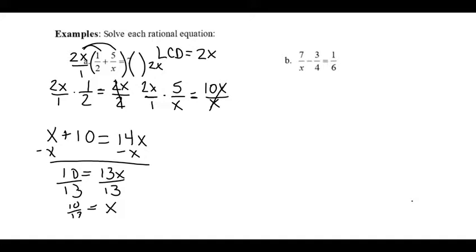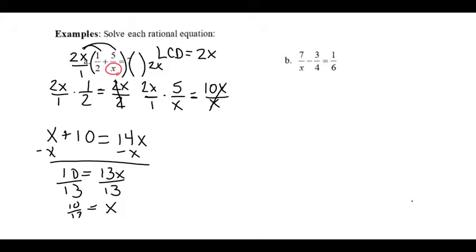What we want to do is double check that if I plug 10/13 into the equation up here, it will not give me 0. 5 divided by 10/13, no matter what, will not give me a 0. So my solution is acceptable.